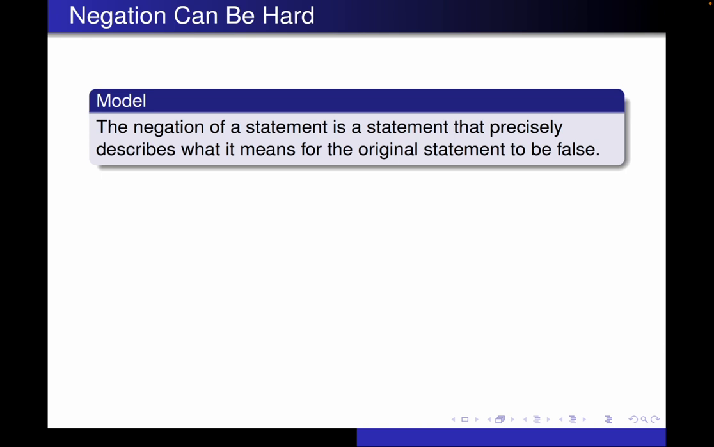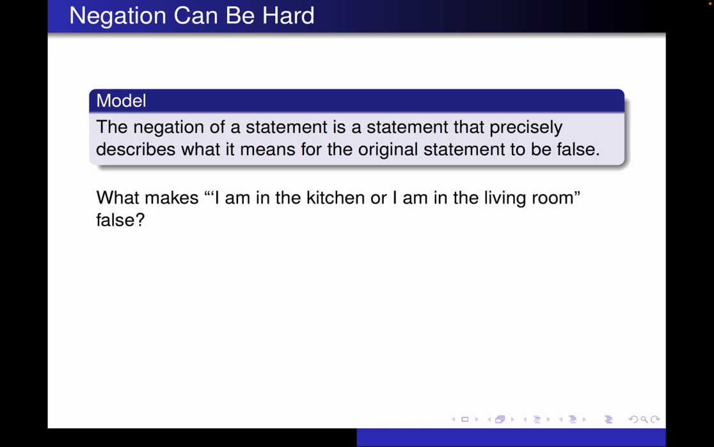So a model, I'm going to be using models a lot in this course, and all a model is, it's a way of understanding an abstract concept in a more concrete way. So one way of understanding negations of statements, we are flipping the truth values. We're changing true into false and false into true. So one way of thinking about how negation works is just a statement that describes precisely what it means for the original statement to be false. So in order to do that in a statement like, I am in the kitchen or I am in the living room, it might help to think of what is going to actually make that statement false.